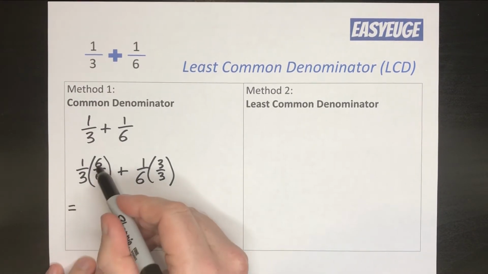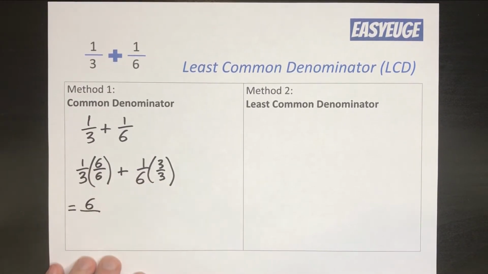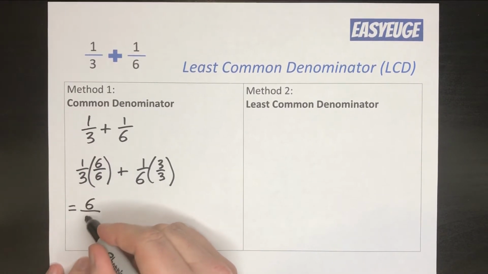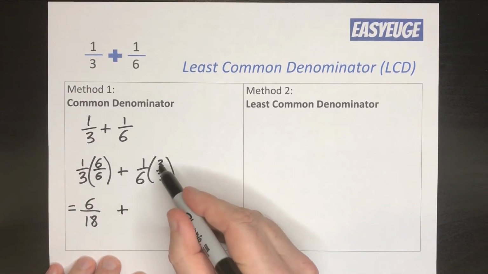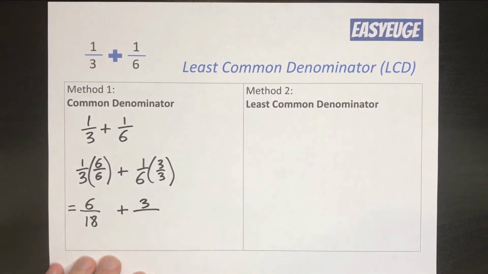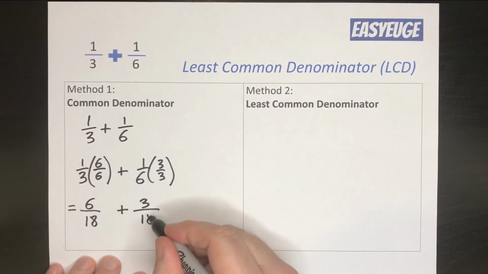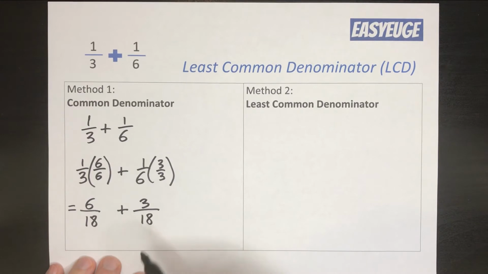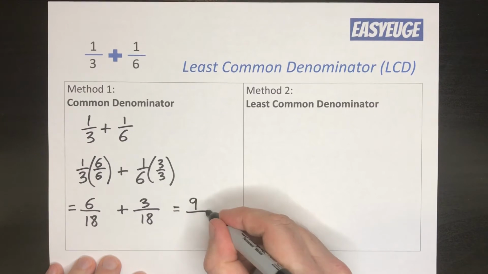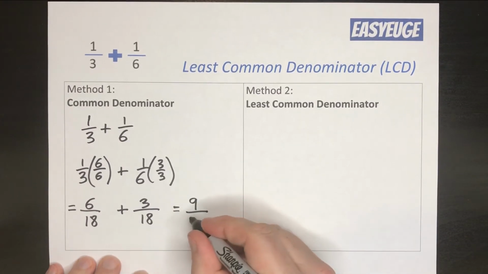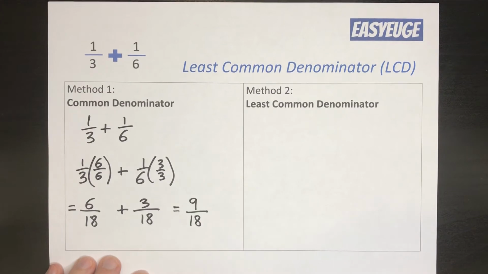And that looks like 6 times 1 is 6, and that goes on top. 3 times 6 is 18. That's that finished, and then we add on this fraction. 3 by 1 is 3, and 6 by 3 is 18. Now we have the numbers on the bottom the same, so they're like. So we can just simply add these fractions. 6 plus 3 is 9. And 18 is the bottom number, that's the denominator, so that stays as 18. And our answer is 9 over 18.